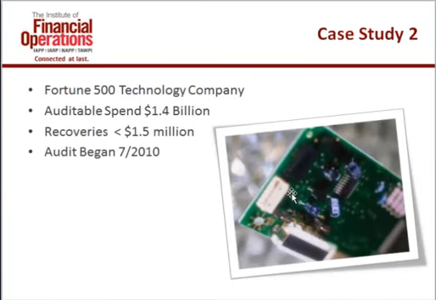Okay. Now the next case we're going to look at is a technology company. Now the graph here is going to look a little different. I'm going to warn you that up front. Part of the reason for that is because there was an acquisition in the middle of this audit. So again, auditable spend, $1.4 billion, recoveries, $1.5 billion. This audit began in the middle of July, the middle of the year, 2010. What you can see, if you compare the numbers from this to the other, is there's a range of recoveries, some more, some less, but all the recoveries, a significant amount of money.